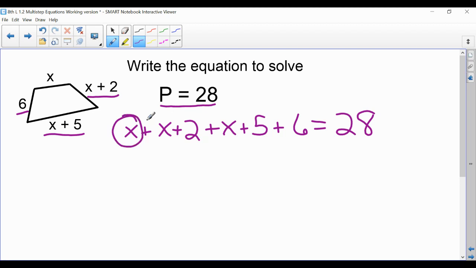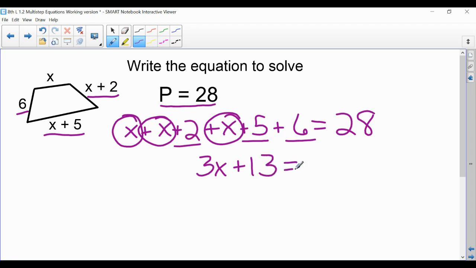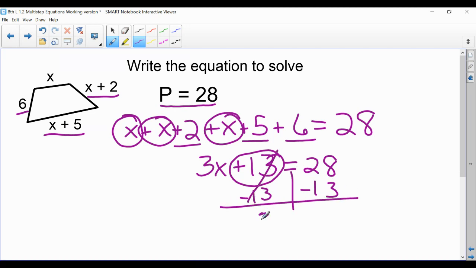So if I count my x's here, I have x plus x plus x. That is 3 x's. And then I have 2 plus 5 plus 6. So 2 plus 5 is 7, plus 6 is 13. And that all equals 28. 13 is my constant. Positive 13 means I'm going to do negative 13 underneath. I'm left with 3x equals 15. Number next to a letter means multiplication, so I use division to solve, and I get x equals 5.